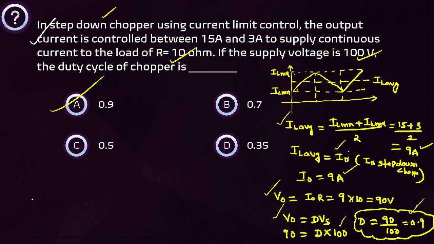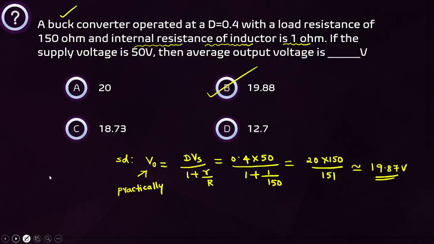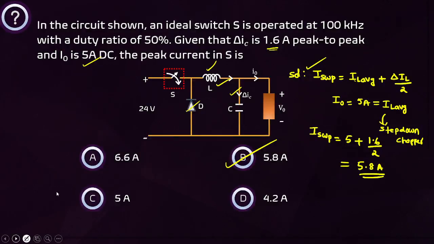Here it is asking the duty cycle that you have to concentrate. This model is also very important. Please concentrate on this model. Then this is the question based on buck regulator with respect to practical case. This question I framed with respect to practical case, buck regulator practical case. And this model is a repeated model in gate exam. Peak current through the switch. What is the peak current through the switch?